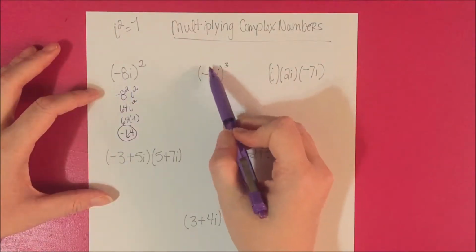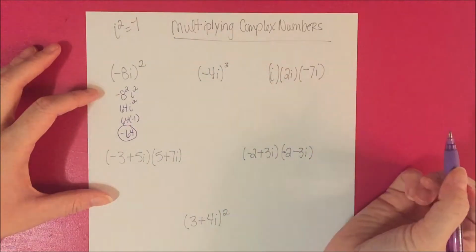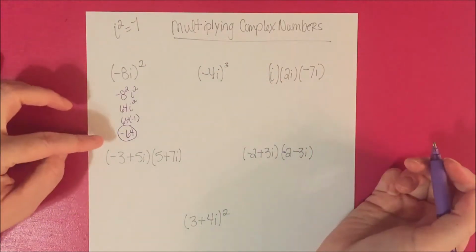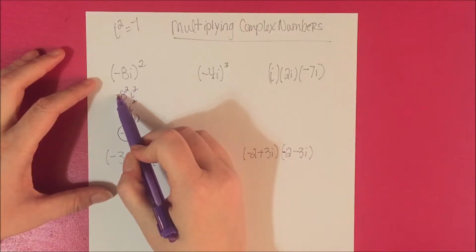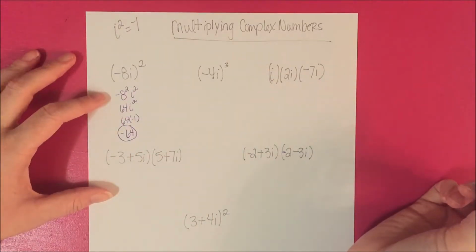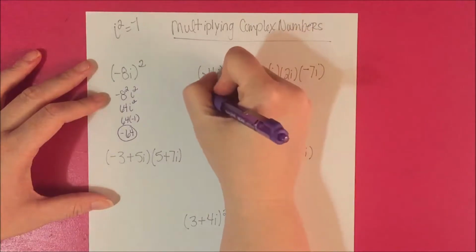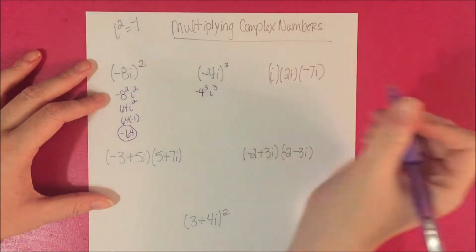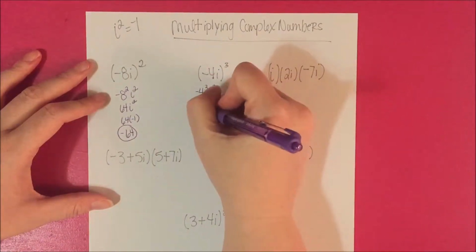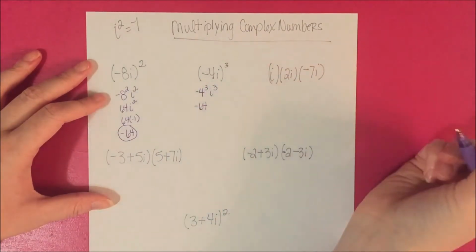Anytime we have a negative number to an odd exponent, it's going to stay negative. And anytime we have a number to an even exponent, it's always going to become positive. So now for this one, I'm going to have -4 to the third and then i to the third. So -4 to the third is going to stay -64.